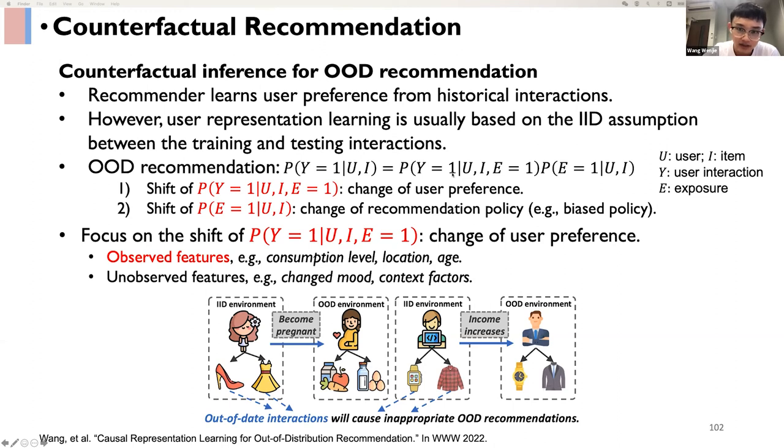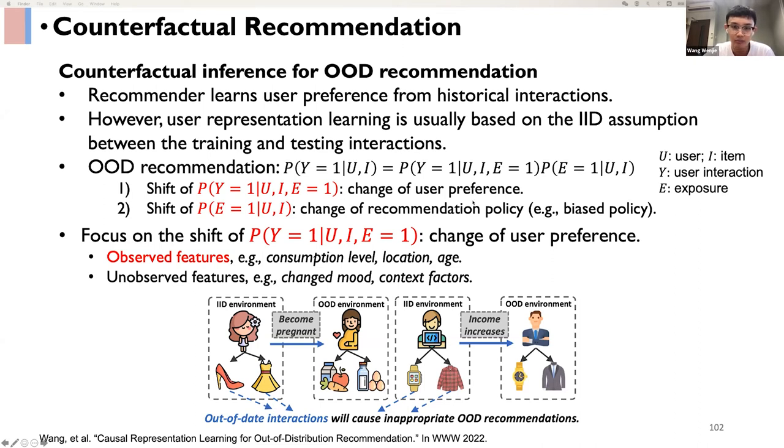The second factor is whether this user will like the item if it is exposed or recommended. So an interaction happens only when the user likes this item and this item is exposed to this user. But the shift of the user interactions can also be because of two factors.